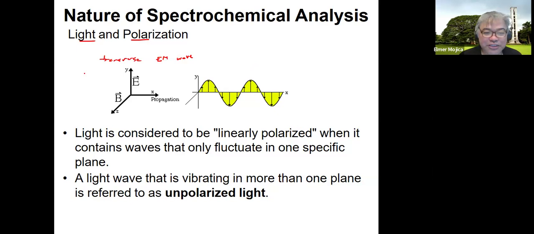Okay? So if you're going to look at this one, the left side here, it shows the electric field in the XY plane, and the magnetic field in the XZ plane. So there's a propagation towards the X direction, right? So this is your energy, and this is your magnetic field. So it propagates towards that one. Okay, so if we're going to look at it in terms of this one, we could say this is what? Linearly polarized, when it contains waves that only fluctuate in one specific plane.